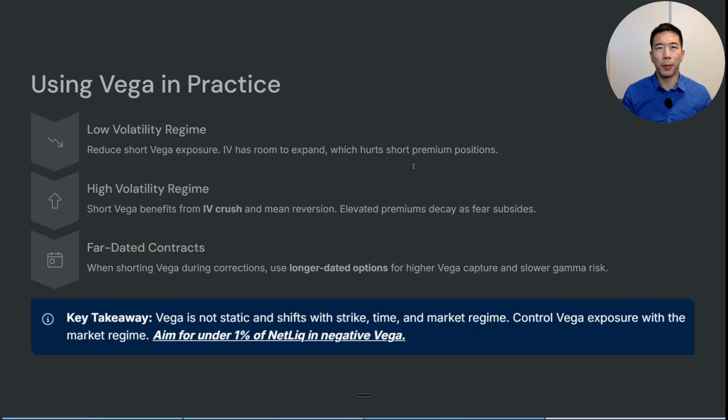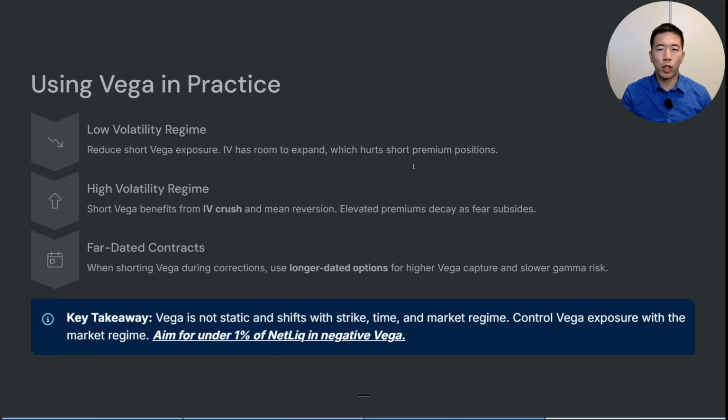So key takeaway, Vega is not static and it shifts with the market. It shifts with the volatility, it shifts with the strike, it shifts with the time, okay? Controlling Vega exposure based on the market regime is very important.